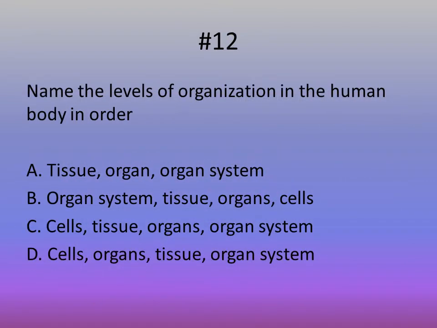Number 12. Name the levels of organization in the human body in order. A. Tissue, organ system. B. Organ system, tissue, organs, cells. C. Cells, tissue, organs, organ system. D. Cells, organs, tissue, organ system.